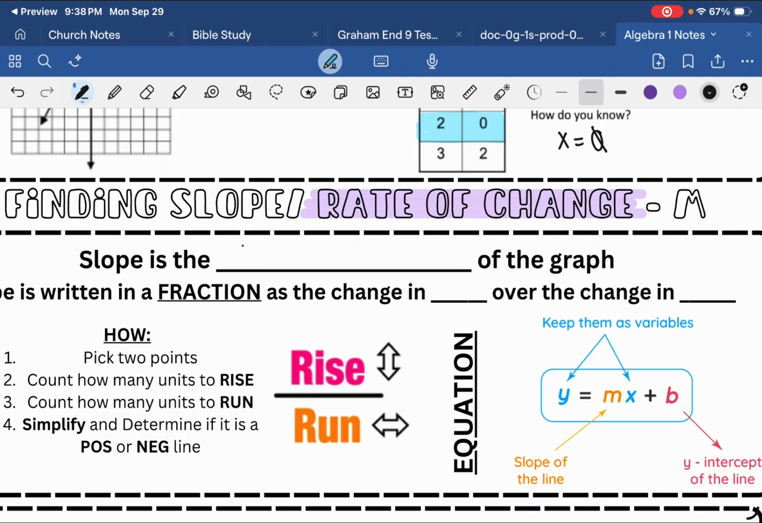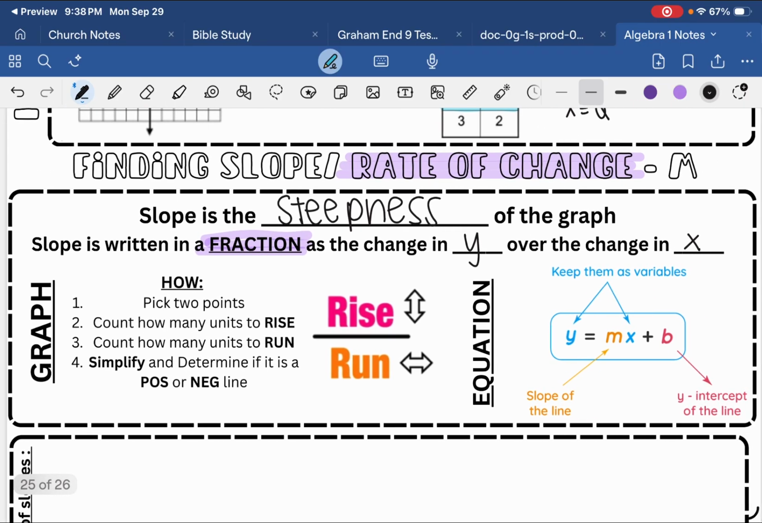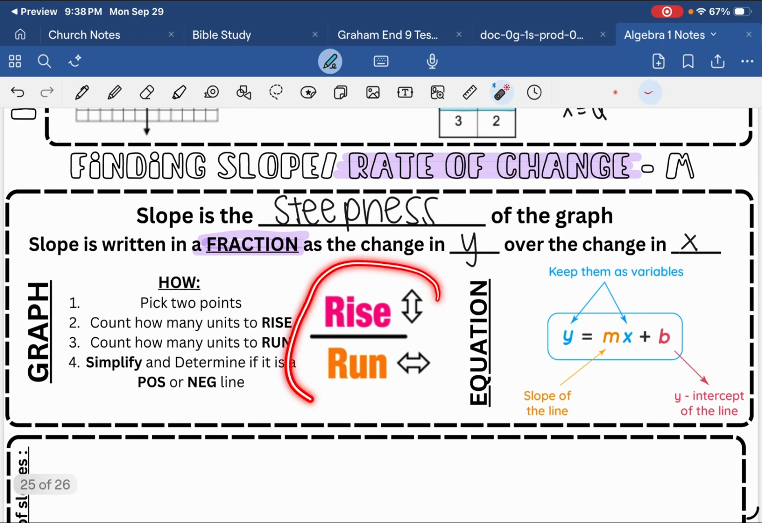So slope is the steepness of the graph. It is always written as a fraction, as the change in y over the change in x. So y always goes first. So we label this as rise over run, which is why this little graphic is here. We always rise before we can run when I'm asking for slope.